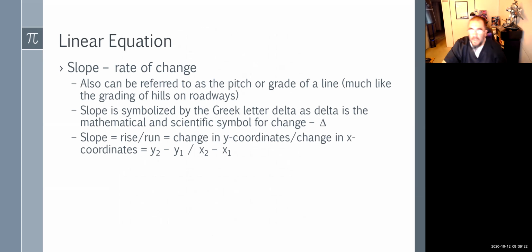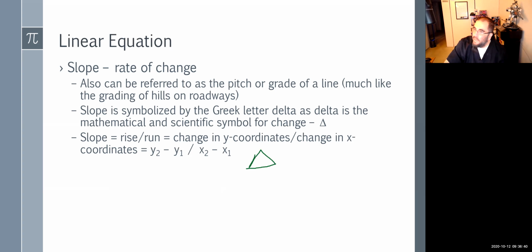The slope is symbolized by the Greek letter delta, which is the math sign and science sign for change in, right? So when you see that delta, that's the one time you can expect change. Get it? Ha ha.